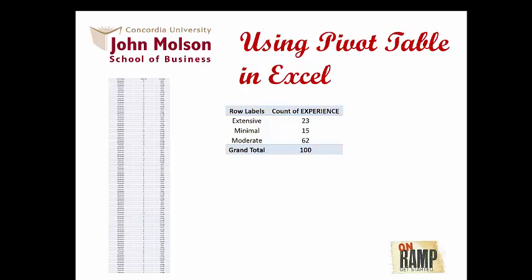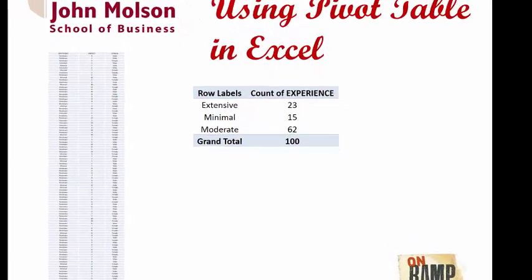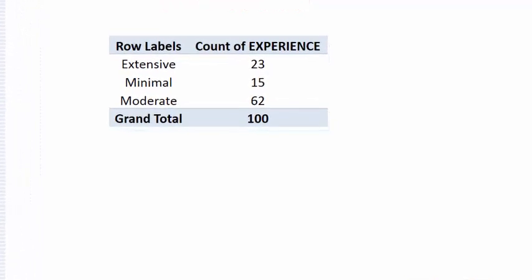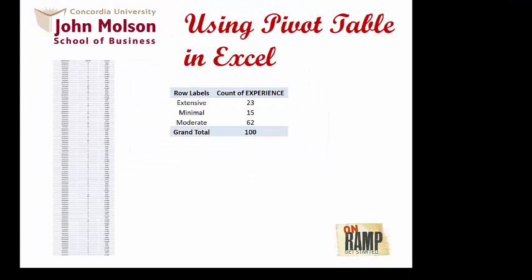Now we'll take this data set of 100 observations and try to put it in some tables. The most useful tool that we have in Excel is the pivot table. We will show how it works in a few moments. Excel will generate the following results easily and tell me we have 23 with extensive experience, 15 with minimal, and 62 with moderate. Well, something is not correct here.